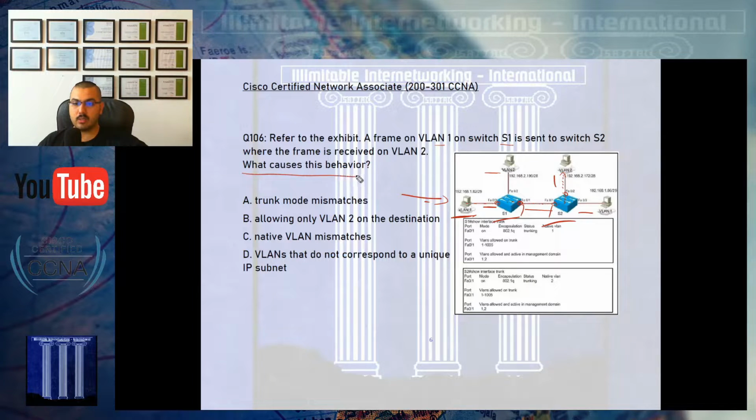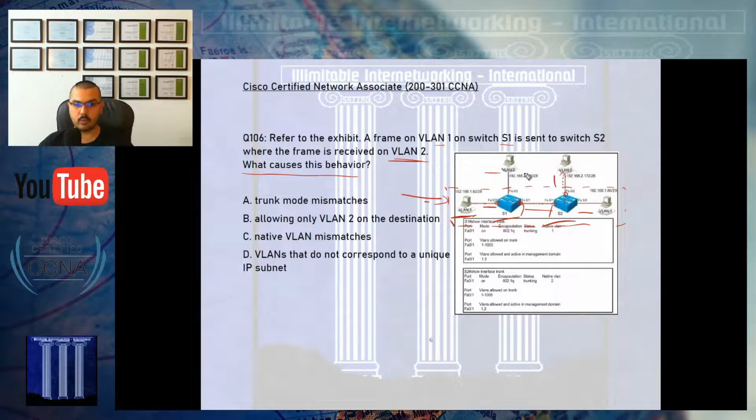Okay, what causes which behavior? I'm sorry. Refer to the exhibit. A frame on VLAN 1 on switch 1 is sent to switch 2 where the frame is received on VLAN 2. Oh, so you are saying that it should not? Yes, it should not, I'm sorry, because there is no router here. So VLAN 1 should not see VLAN 2 at all, because they are separated, and there is no router or multilayer switch to do inter-VLAN connectivity between them, either by router on a stick or switch virtual interface. So whenever a frame comes from VLAN 1 and travels to switch 2, it should only contact the PC of VLAN 1 on this other switch.